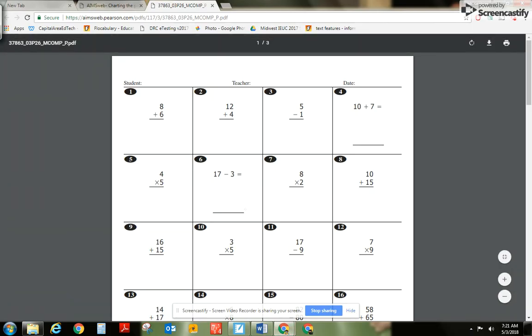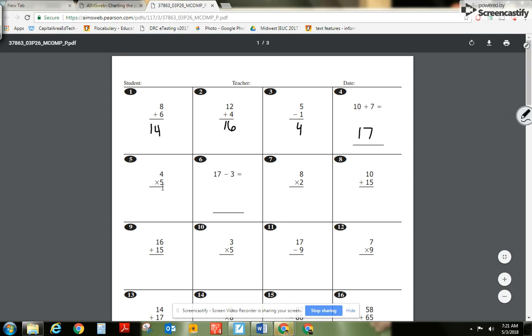The first problem is pretty basic. It's just basic addition. Number two, sometimes kids subtract. They're not paying attention to the symbol. Five take away one is four. Sometimes kids put six because they're adding. This is different because it's horizontal, but it's still 17.